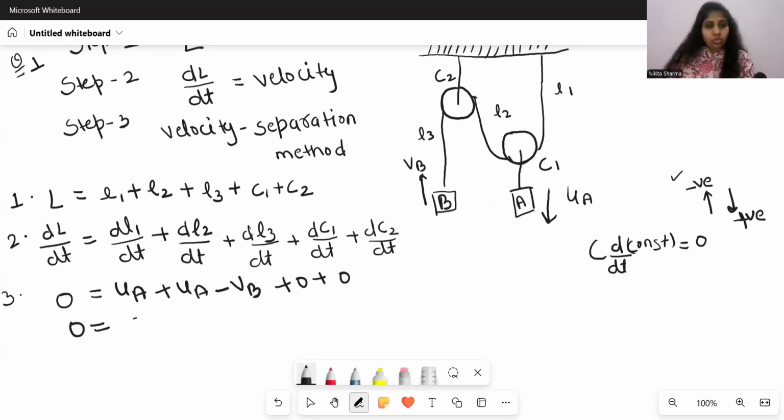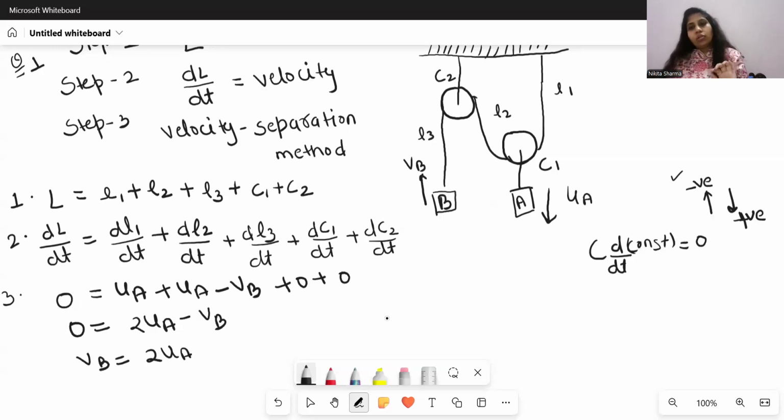0 is equal to 2UA minus VB. That means VB is equal to 2UA. This is the relation we had to establish. We have found the relation between both the velocities. So in order to solve the pulley problem of a constraint motion, we are simply following the three simple steps. I believe up to this part it is clear to you.